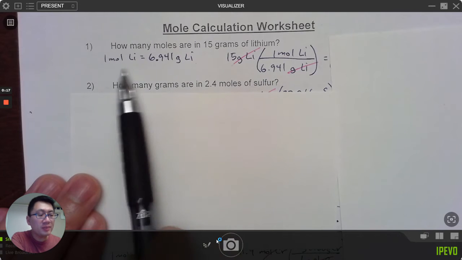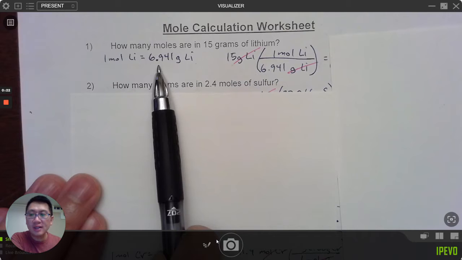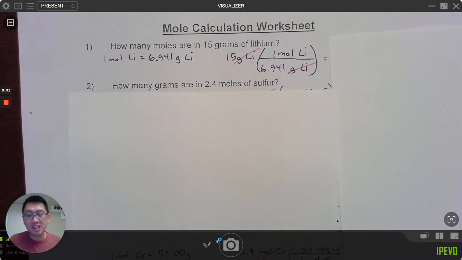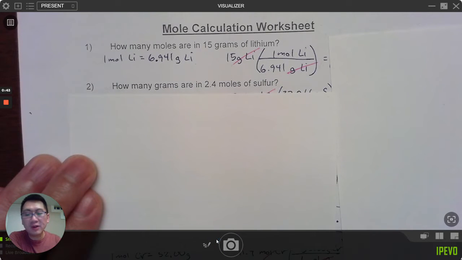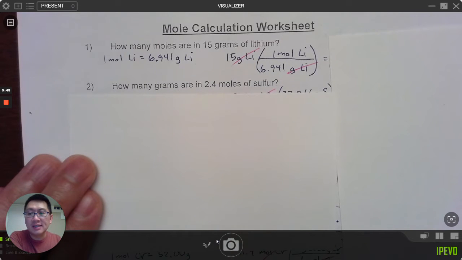Where did this come from? This comes from the periodic table. You don't memorize this. Well, you can if you want. You do not need to memorize it. It's on the periodic table. In this chapter on stoichiometry, as well as the entire book, or this entire year, you don't need to memorize the stuff on the periodic table. The molar mass is found in the periodic table. I don't have a periodic table in front of me right now, but that 6.941 grams is the molar mass that's found on the periodic table.